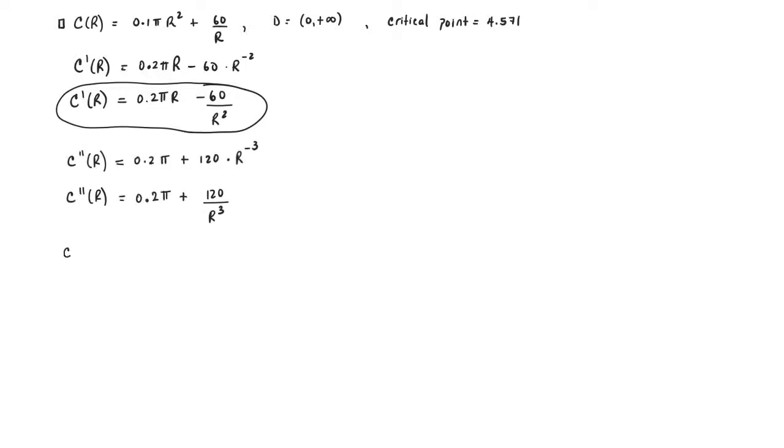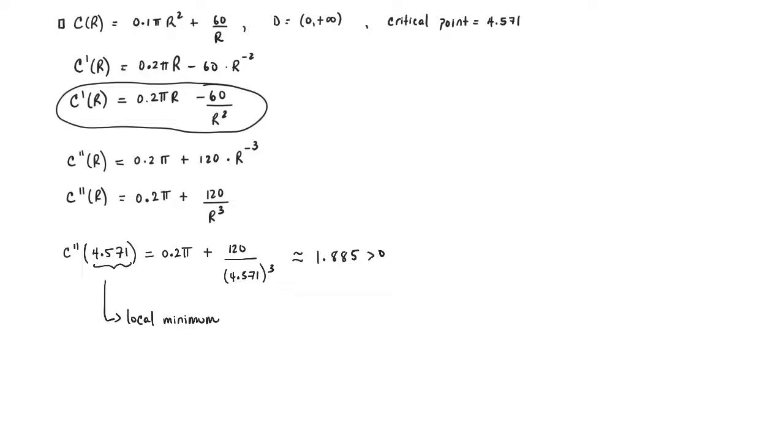So then substituting, c double prime of 4.571 will be equal to 0.2 pi plus 120 over 4.571 to the third. And when you get your calculator and you simplify this, you're going to end up getting that this is approximately equal to 1.885. And notice that 1.885 is a positive number. And according to the second derivative test, if the second derivative at the critical point is positive, then that means that at 4.571, what we really have is a local minimum. If we get a positive value for the second derivative, that means a local minimum at that critical point.